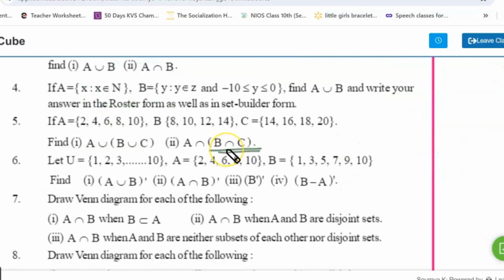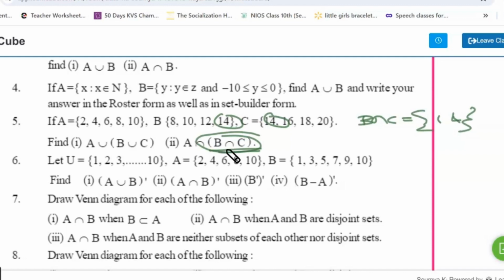B intersection C. Now find A intersection B intersection C. So first we have to get the B intersection C set. B intersection C, if you see 8, 10, 12, 14, so 14 is a common element. So 14 is the element in B intersection C.